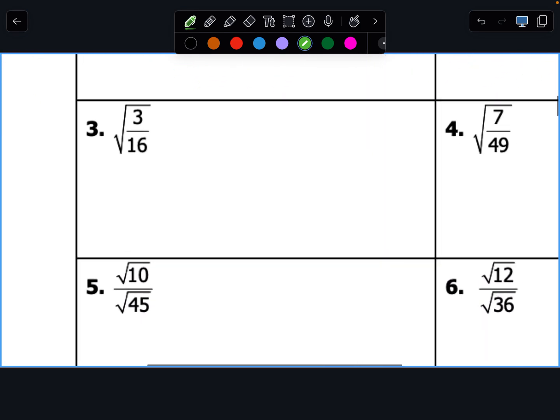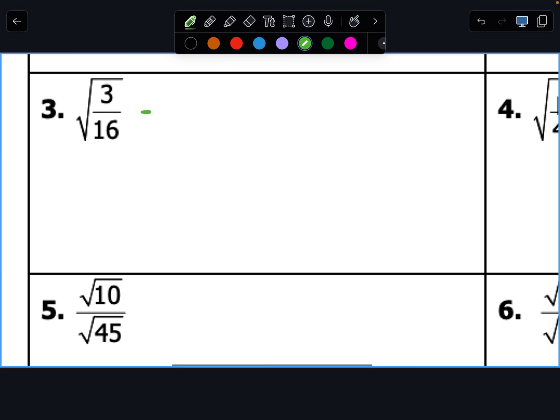Moving on to number 3. First up, split this apart. Root 3 over root 16. Do I have a perfect square radical here? Yeah, on the bottom, right? So I have root 3 over 4. Can I simplify root 3? No. And there's no coefficients that can simplify either. So this is as far as that one will go. Root 3 over 4.